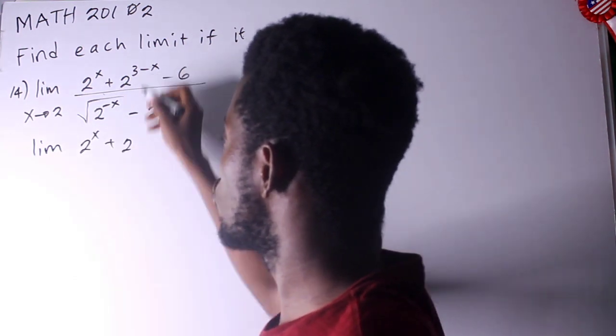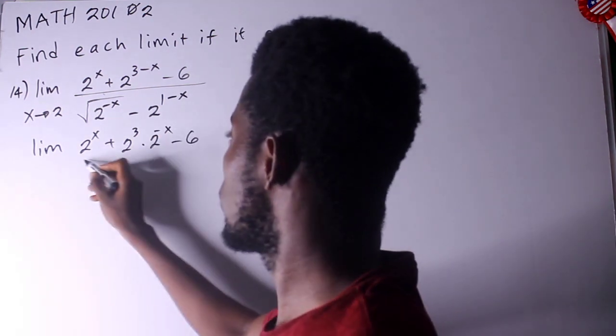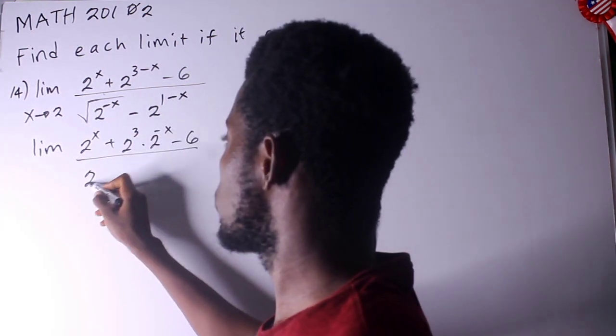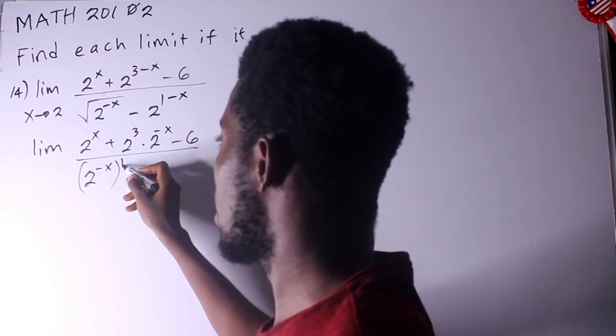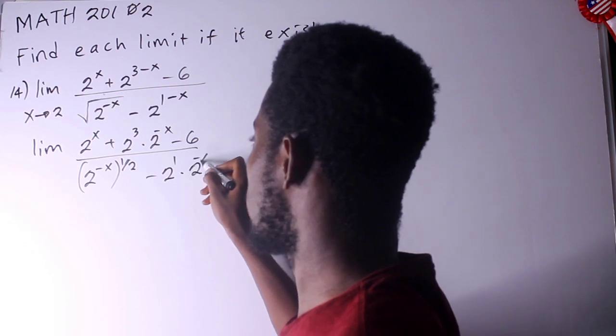Now, I can write this as 2 raised to the power of 3 times 2 raised to the power of minus x. And then over here, I will write this as 2 raised to the power of minus x, all raised to the power of half. This half stands for the square root. This is 2 raised to the power of 1 times 2 raised to the power of minus x.